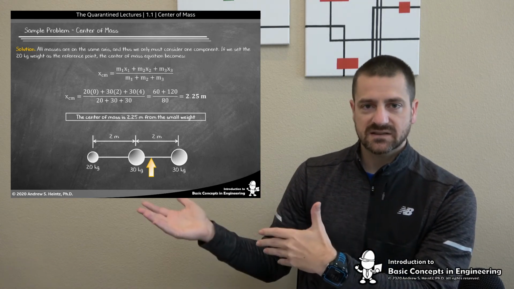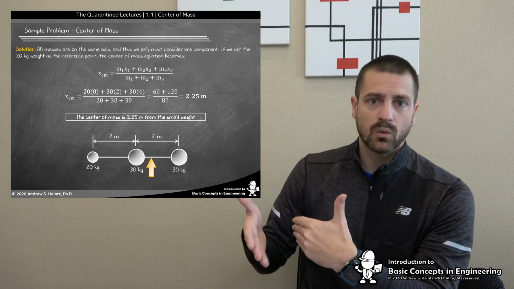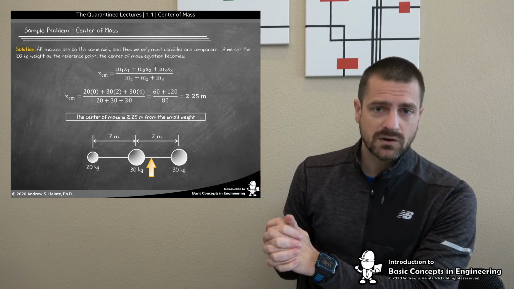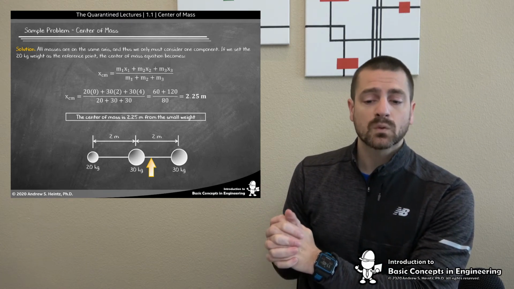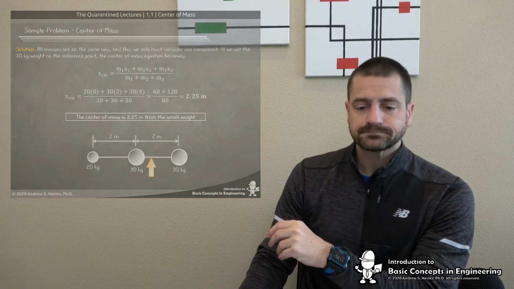And this is the case, like I was talking about before, where we just set the small weight as reference 0. You could very easily have gone from the other side, calling it 0, and what we would have found in that case was that it was 1.75 from the larger weight on the end.